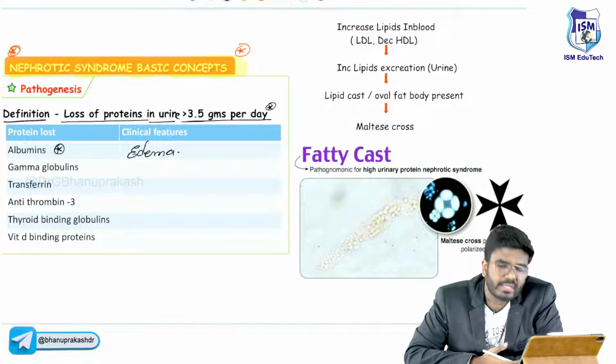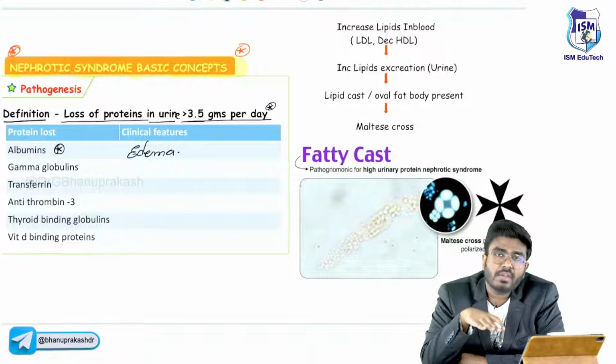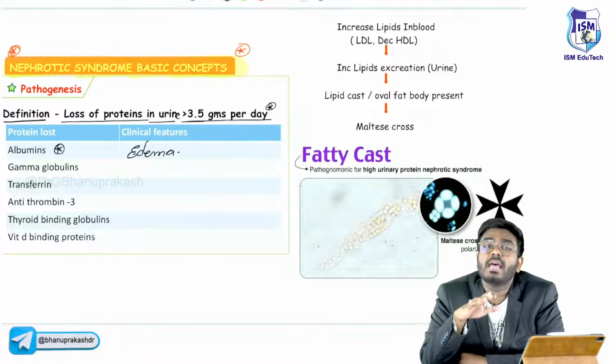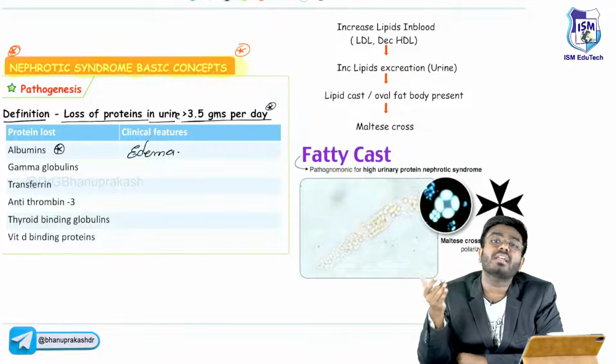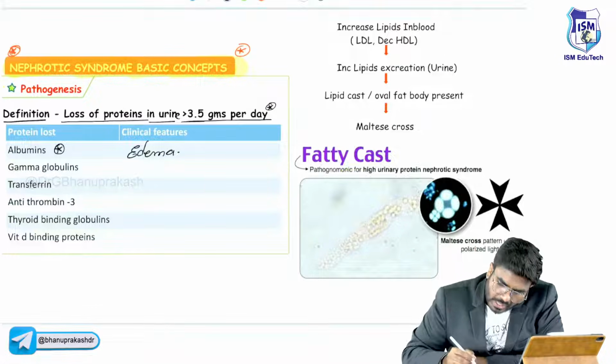Yes, hypoalbuminemia is going to cause the edema, right? Because of the decrease in the osmotic pressure. The osmotic pressure is going to go down. When the osmotic pressure decreases, relatively the hydrostatic pressure will be more. That will cause the edema. That's a totally different thing; the pathogenesis is different. But gamma globulins.